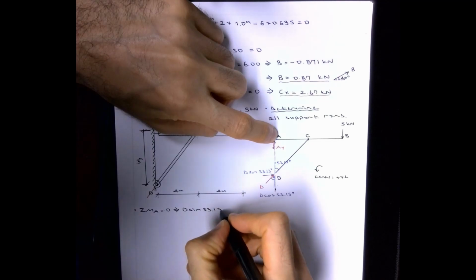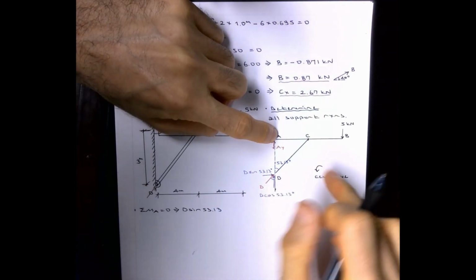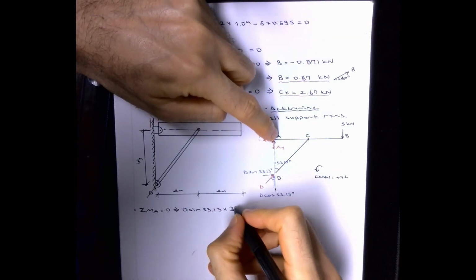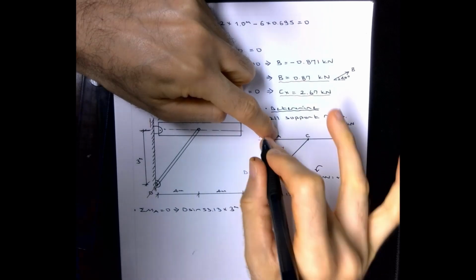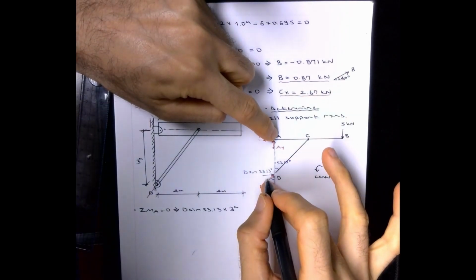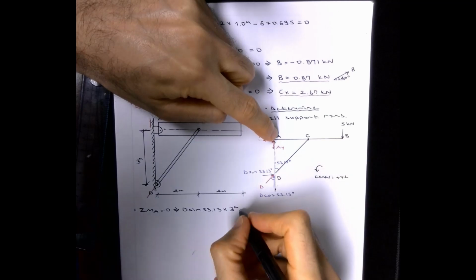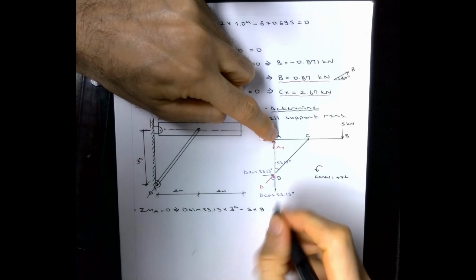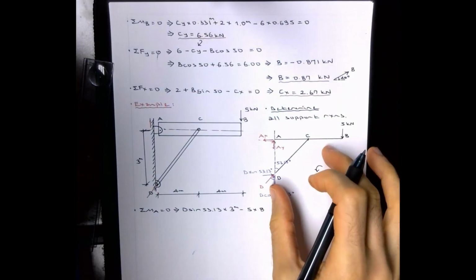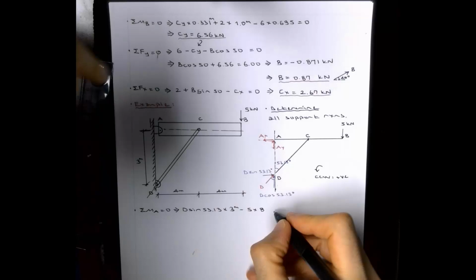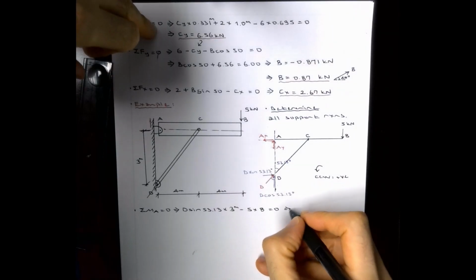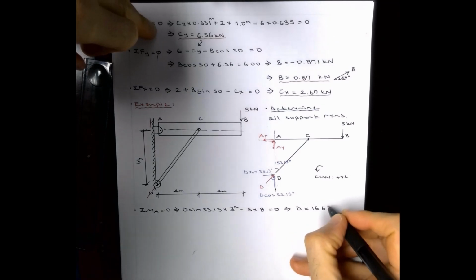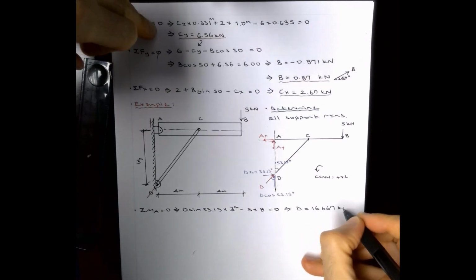D sine 53.13, that's rotating counterclockwise, nothing else, it's only this one, times the distance 3 meters, perpendicular distance, that is it, minus 5 times distance 8 meters. Only two forces, huh? Yeah, that is it, equal to 0. And then based on this, you would immediately find D to be 16.667 kilonewtons.